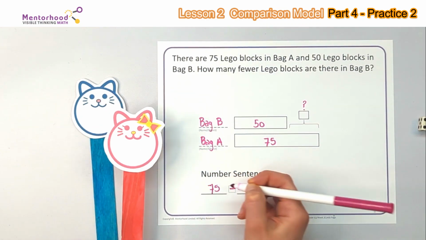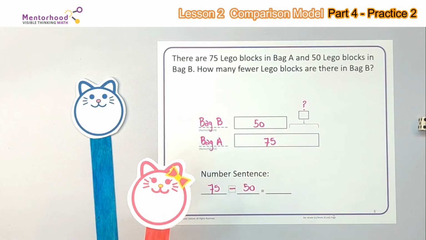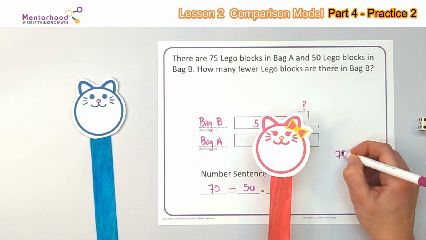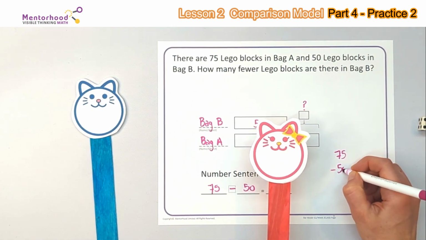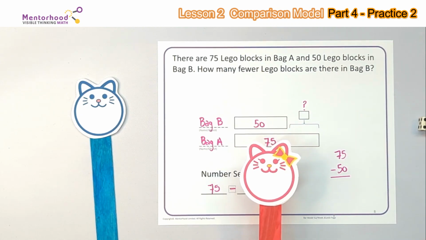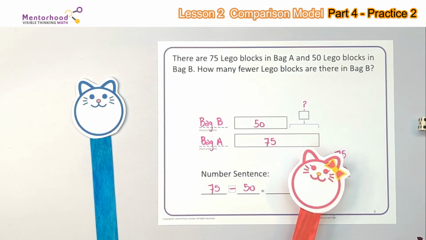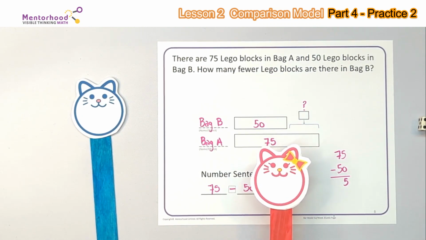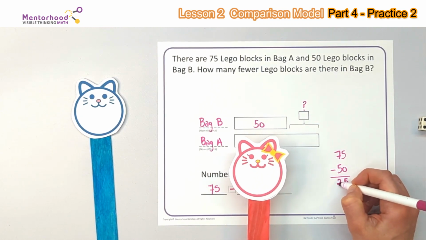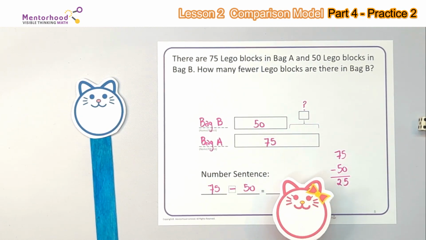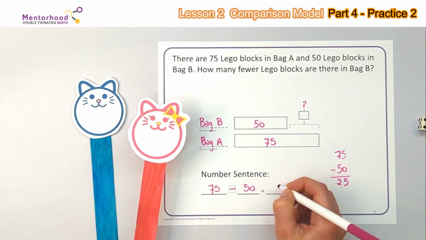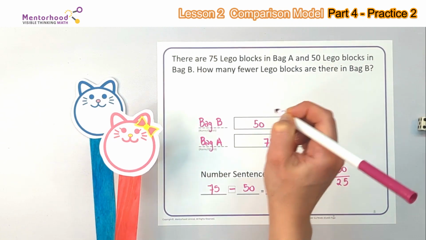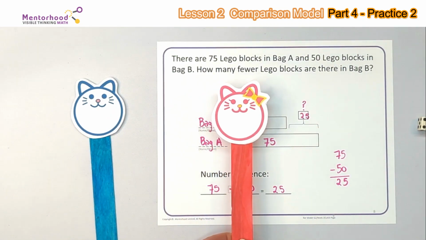75 minus 50 equals. Let's do that in column form. 75 minus 50 equals. All right, this is fun. 5 minus 0 is 5. 7 minus 5, that's 2. So that's my answer. What number is that? 25, that's right.